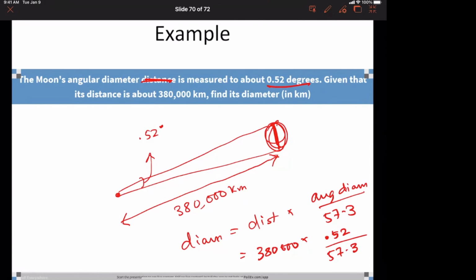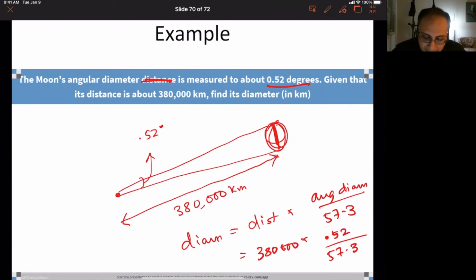Yeah, 3,448.52, very good. So 3,448. And that's the diameter of the moon. That's a pretty good estimate of the diameter of the moon. So you can see how powerful math is. Just sitting in your chair and with few pieces of information, you were able to measure the physical diameter of the moon. You were able to figure out the size of the moon.